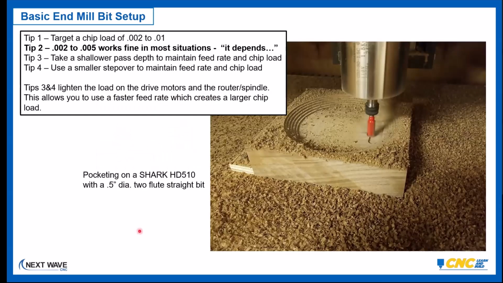So here's kind of a summary of the tips. I've got a target chip load here. The chip load of .02 to .005 works great in most situations. Tips 3 and 4 talk about taking a shallower path depth or shallower step over. And as you see in the picture here, this is actually a 2-horse spindle cutting a block of walnut with a 1/2-inch diameter 2-flute straight bit.